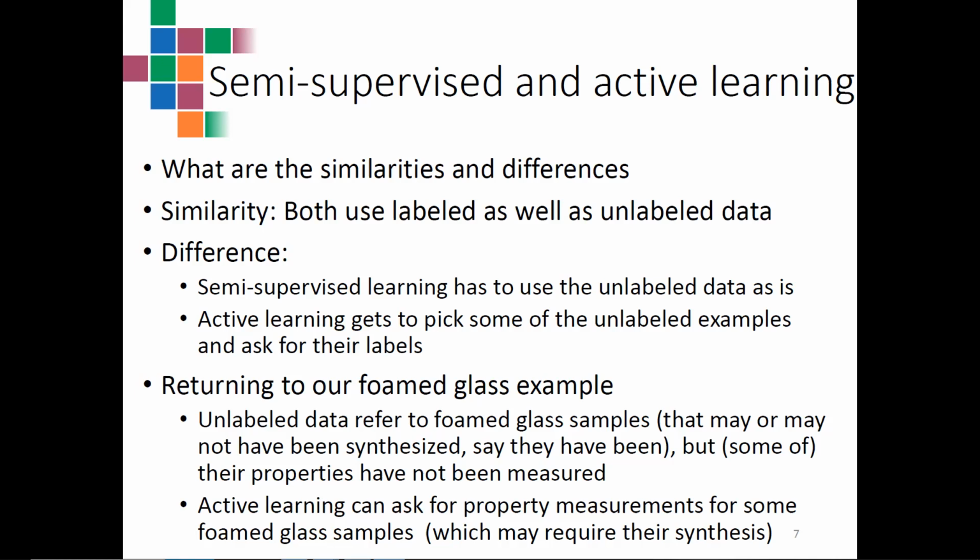From the unlabeled examples available, active learning can handpick and say, aha, this one would help me learn a better model, so please label this: synthesize the material, measure its properties. In our foam glass examples, unlabeled data would refer to foam glass samples that may or may not have been synthesized, but in any case, their properties have not been measured. So we do not have the labels on the examples. Active learning could ask for property measurements for some of the foam glass samples, and if they have not been synthesized before, also for the synthesis.